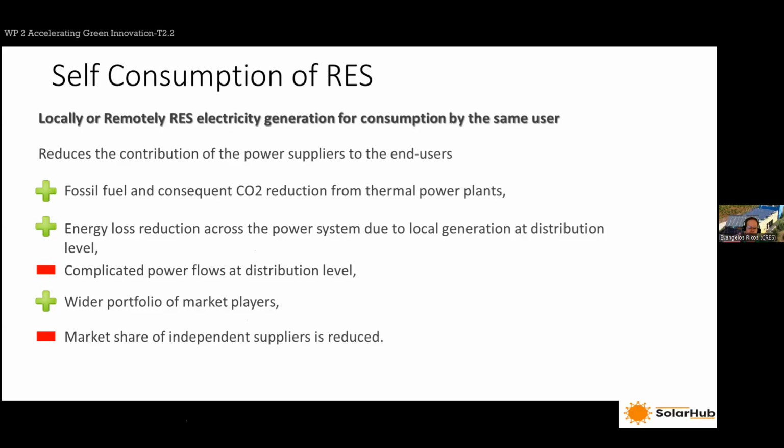You generate it and consume it locally when possible. And of course, it allows a wider portfolio of players to be involved in the market. It has, however, some disadvantages, although this is debatable. One technical problem is that in some cases it could cause complicated power flows at distribution level, and it could also change the market share of independent suppliers. In fact, it can reduce it, which is a problem for those, but not for everyone in the market.